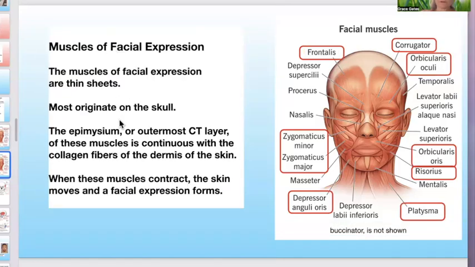The muscles of facial expression are thin sheets that lie over the skull. Most originate on the skull. The epimysium, or outermost connective tissue layer of the muscles, is continuous with the collagen fibers of the dermis of the skin. So when these muscles contract, the skin moves and a facial expression forms.